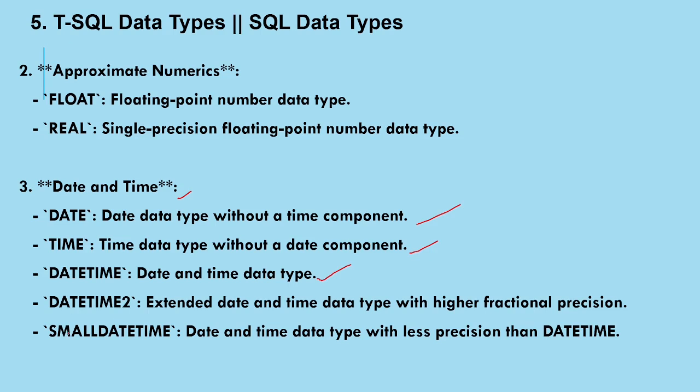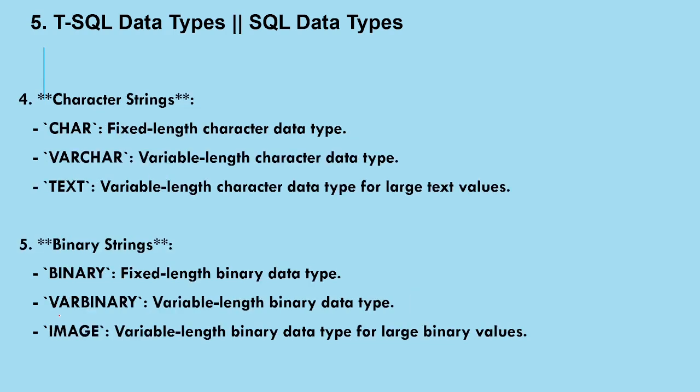Datetime2 is an extended date and time data type with higher fractional precision. At the same time, we have smalldatetime as well, a date and time data type with less precision than datetime. Okay. These are all the date and time data types we have in T-SQL.